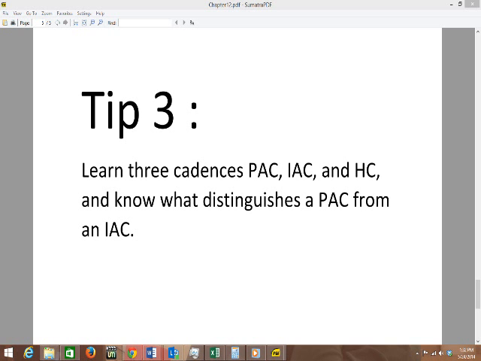The perfect authentic cadence, or PAC, and the imperfect authentic cadence, IAC, both are cadences that move from the 5 chord to the 1 chord. A PAC has both 5 chord and 1 chord in root position, and the soprano voice of the 1 chord must be the tonic scale degree of the key. If any of those criteria are not met, but it still is a cadence that goes from a 5 chord to a 1 chord, then it is categorized as an IAC.